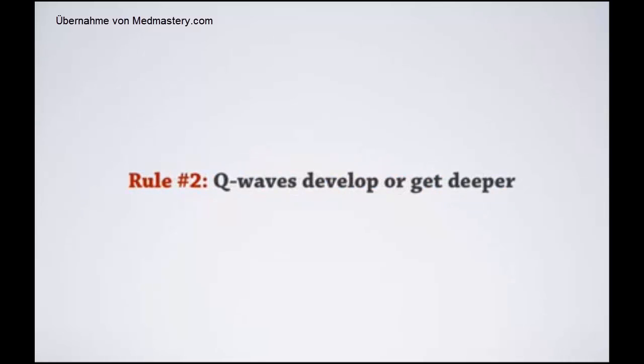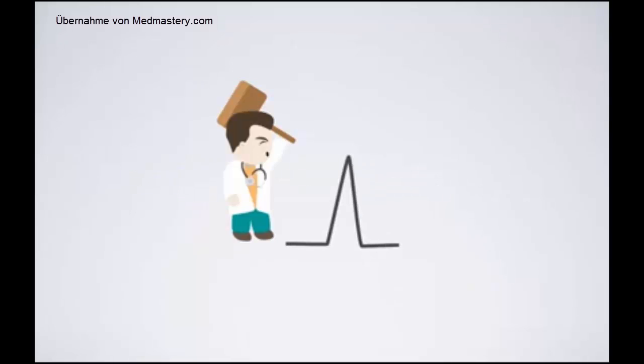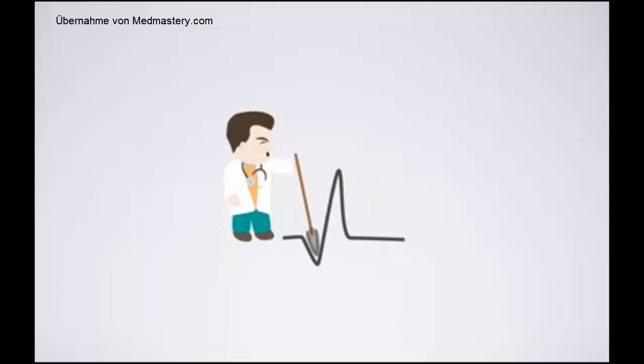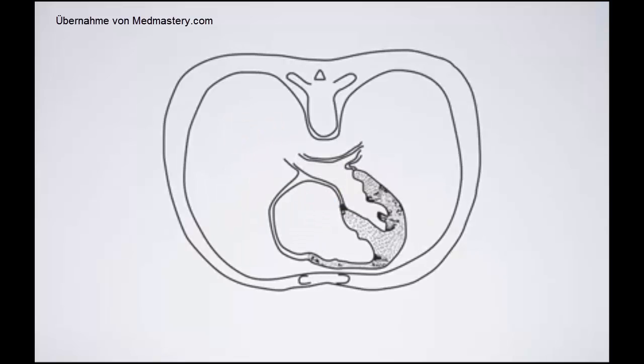And rule number 2: Q waves develop or get deeper. So that's what happens when myocardial infarction occurs. Again, the R waves get smaller or Q waves develop. Just by looking at the leads, we can immediately tell what areas of the heart are affected. Let's repeat what we've learned in level 4.